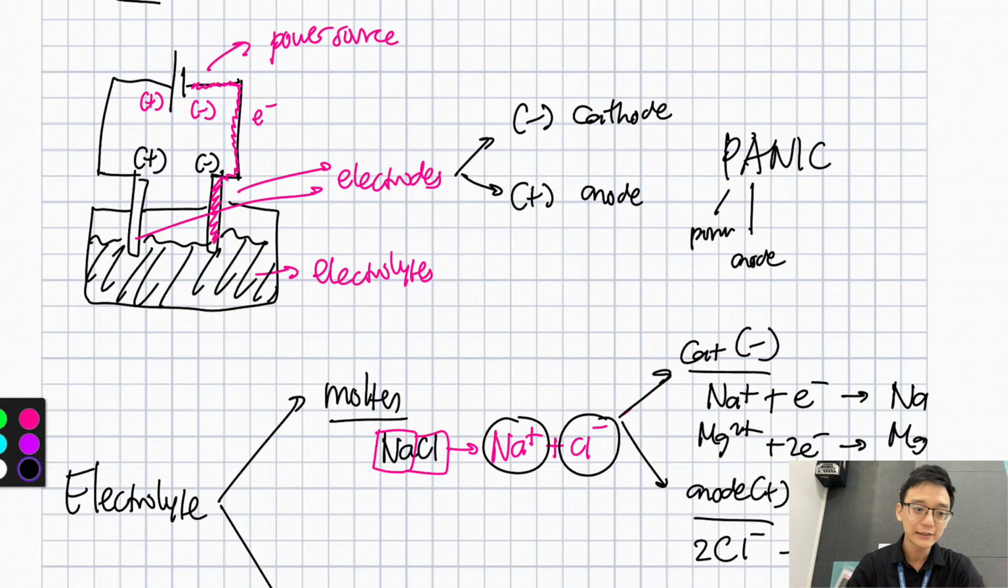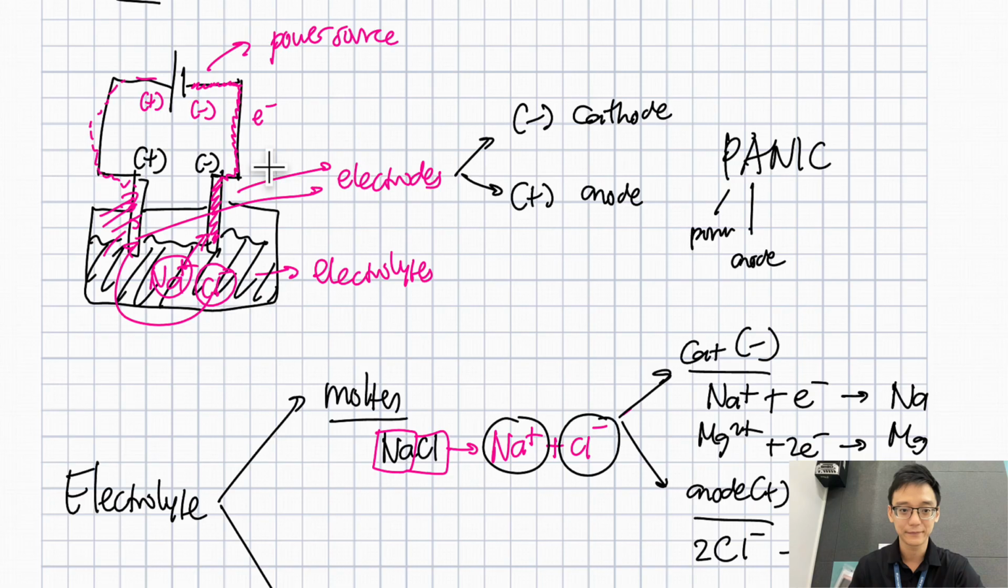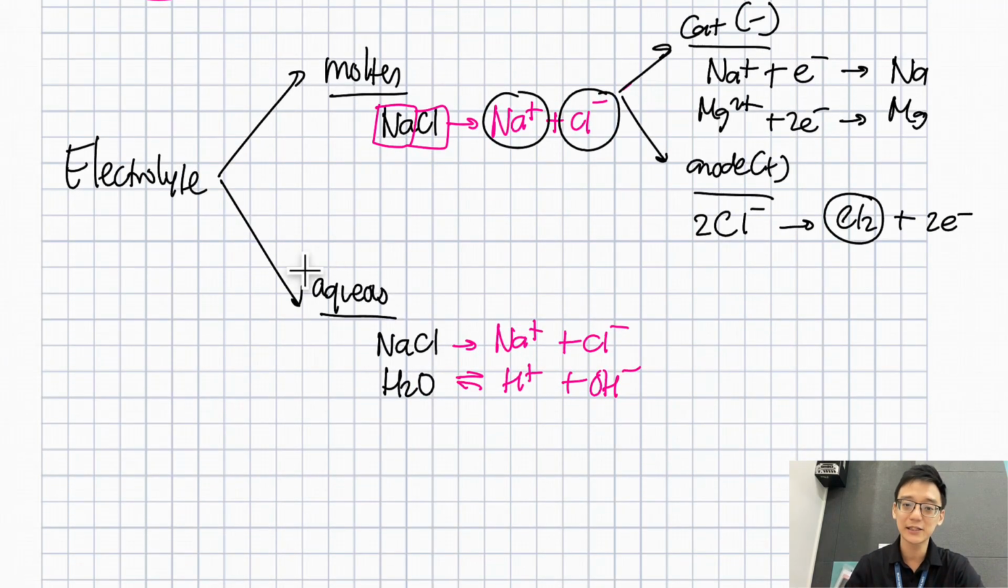So if you see, from the molten Na+ and Cl-, sodium will gather here and Cl- will gather here. And it will receive electron, and it can continue the electron flow, so completing the circuit. Now what happens if the reaction is in aqueous?